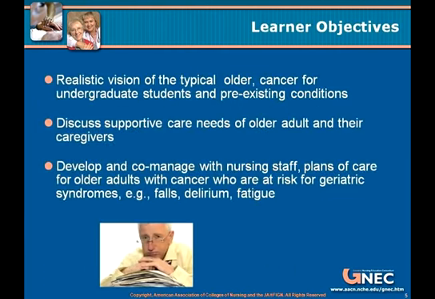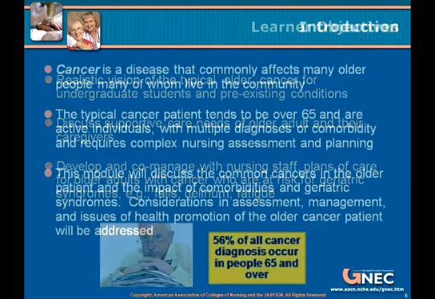Some of the learner objectives specific to this content are to help faculty provide a realistic vision of the older cancer patient, the needs patients have with pre-existing conditions, and the needs patients have with supportive care concerns such as caregivers, issues such as nausea associated with treatment, fatigue, and anemia. All of these pieces have to be presented to students so that they know how to anticipate some of these common concerns and can certainly intervene upon them.